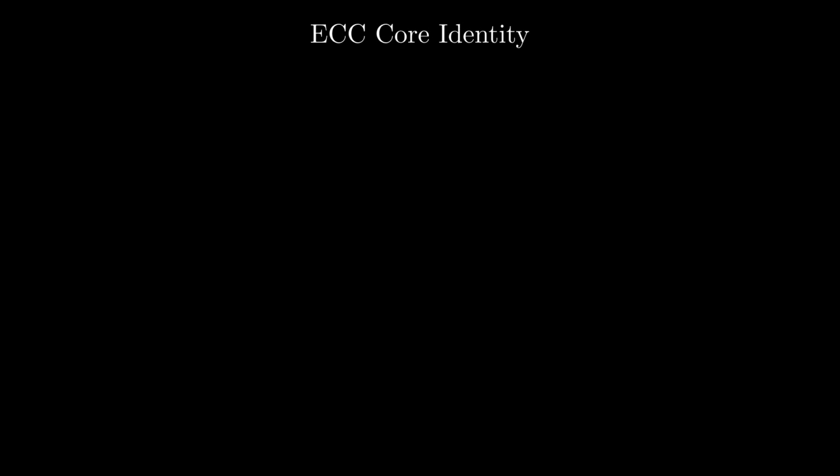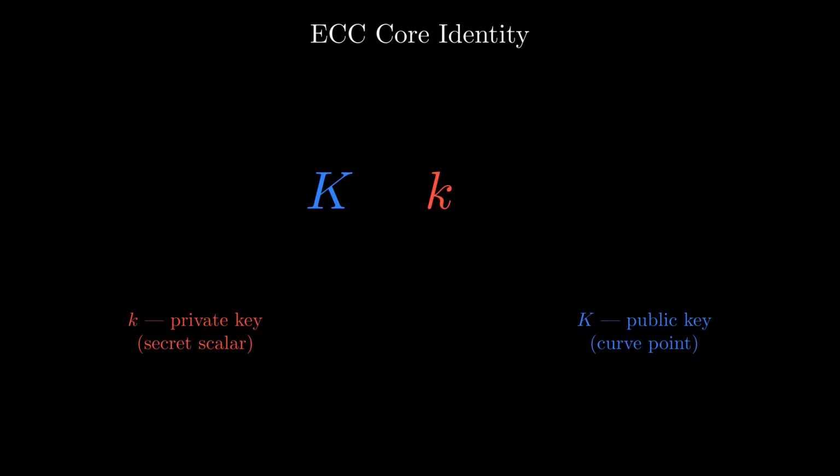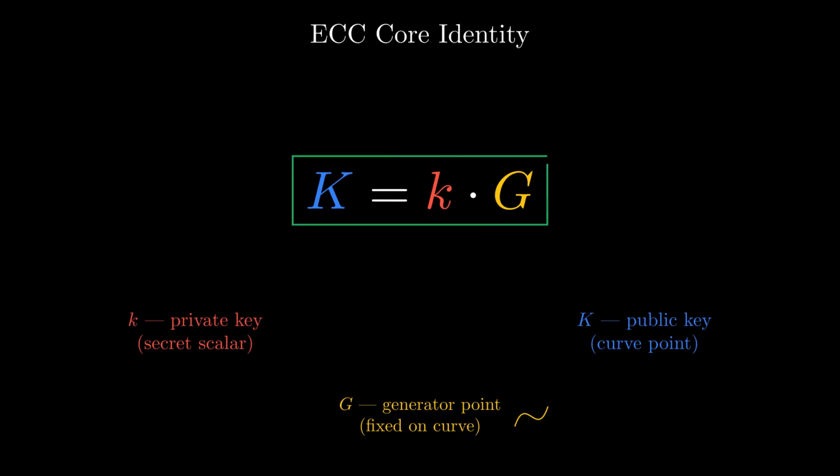Start with the core identity of elliptic curve cryptography. A private key, lowercase k, is just a large random number. The public key, capital K, is that scalar multiplied by a fixed curve point called the generator, capital G. So K equals k times G. Scalar multiplication on an elliptic curve is easy one way and practically impossible to reverse. Given K, nobody can recover k. That one-way relationship is what secures every Bitcoin key pair.